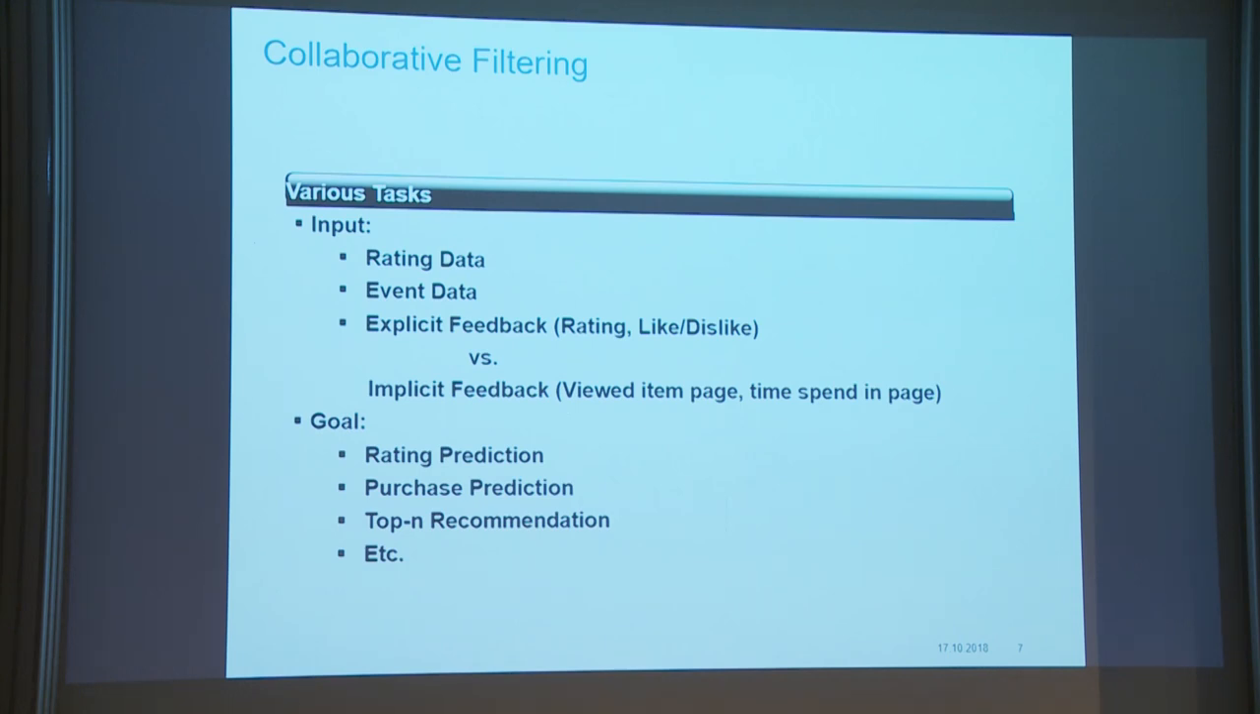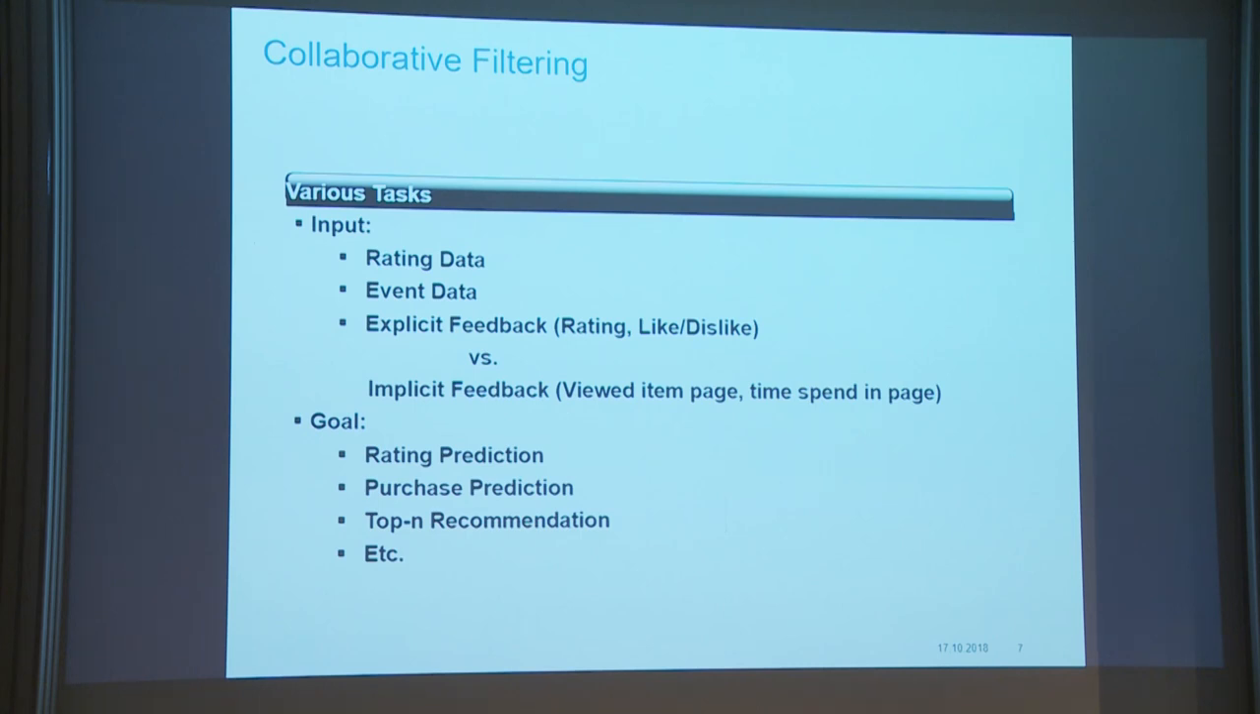It can be rating data, when a user actually gives a rating for an item. This is, for example, what was the setting in the Netflix prize. But usually in many real systems, you get what we call event data, where a user clicks an item, purchases an item, adds to a cart, and so on. And so when we are talking about data, we should also differentiate between explicit feedback, where a user provides the rating or the like, dislike, and implicit feedback, like when a user clicks on an item. It doesn't actually say that he likes the item, right? It just says that he was interested in that item.